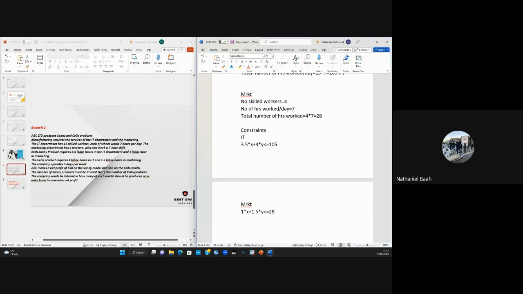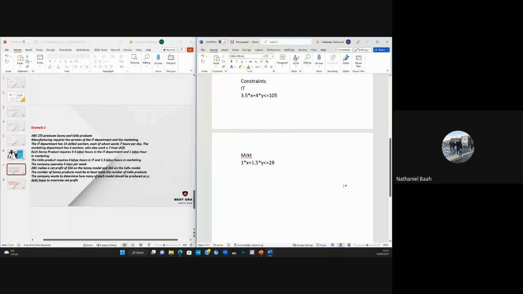So let's read and see if we can find any additional constraint. Good. So they said the company operates 5 days per week. ABC makes a net profit of 50 on Sony and 65 on Cello model. The number of Sony products must be at least twice the number of Cello products. So now we found another constraint, and this constraint is called the mixed constraint. So let's write our mixed constraint here.